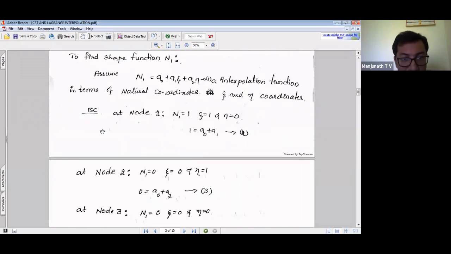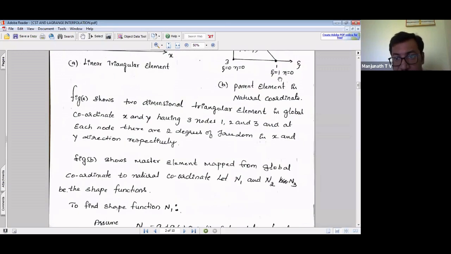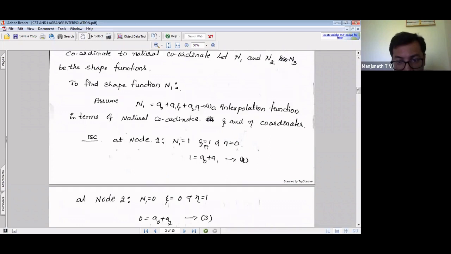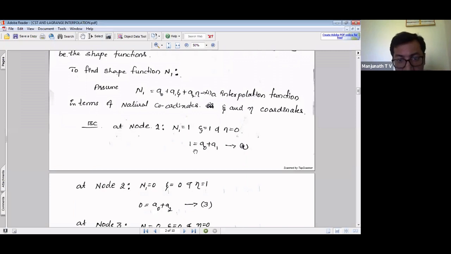Consider the boundary condition at node number 1. The shape function n1 value is 1, and the coordinate values at node number 1 are zeta equal to 1 and neta equal to 0. Substitute all these 3 values in equation number 1. You get n1 equal to 1, which is equal to a naught plus a1 into 1, and the neta term becomes 0. So finally we get 1 equal to a naught plus a1, as equation number 2.